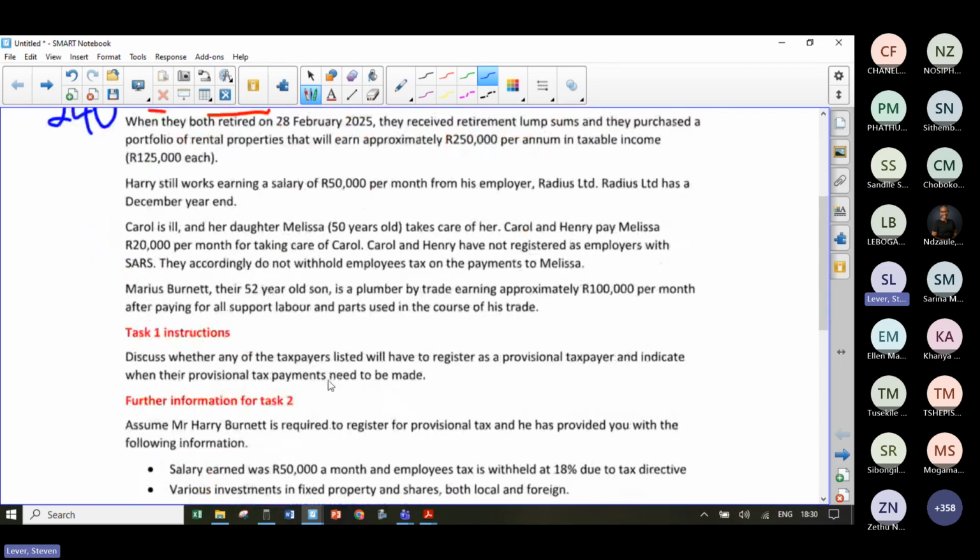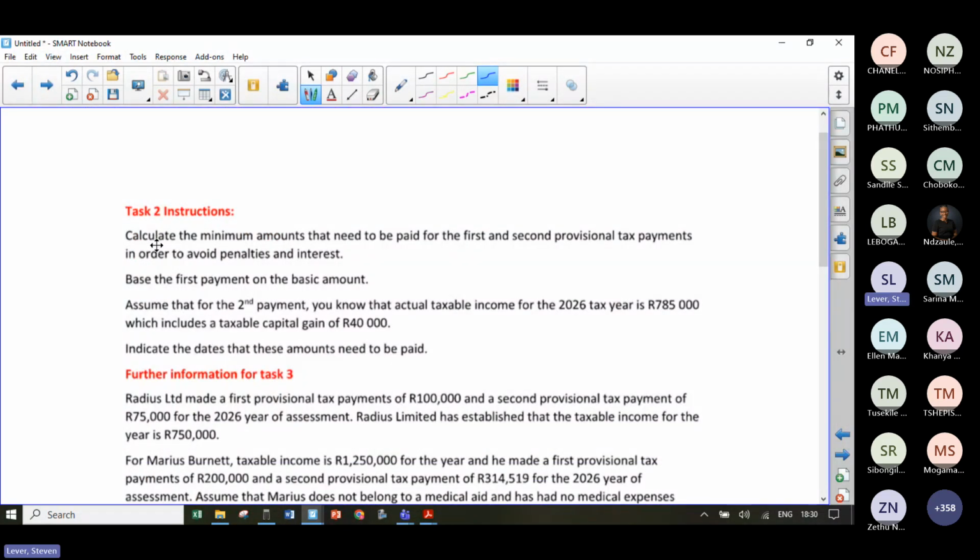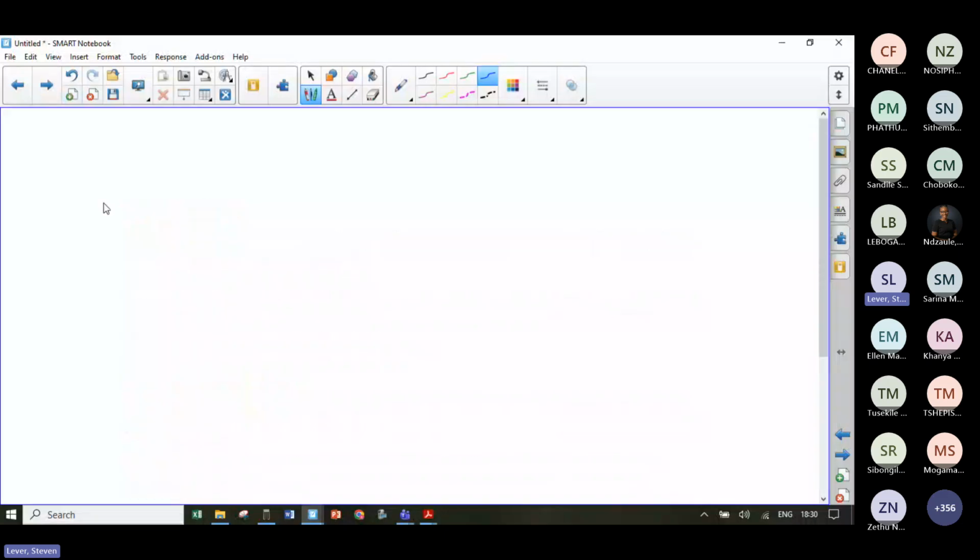Next thing, guys, task 2. Let's look at what it says. Task 2 says, calculate the minimum amounts that need to be paid for the first and second provisional tax payments in order to avoid penalties and interest. Now what I just want to say to you is, you can pay just about whatever you want for a provisional tax payment. The question is, are you going to get a penalty if you pay that amount?